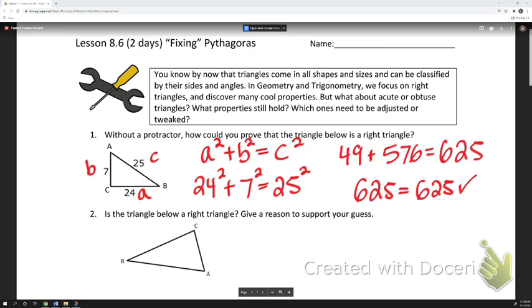Turn and talk to your partner. What's your guess? What do you think? No? Why? It doesn't look like it's a 90-degree angle, right?